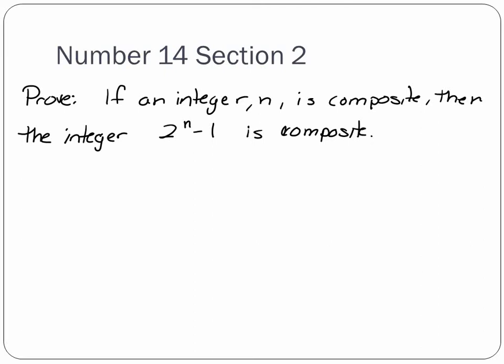For example, now when we have d is the GCD of two integers, we have not just the definition, we have the linear combination theorem that we can put down. So in this problem, this is number 14 in section 2, I didn't assign it, but it's very similar to all the other problems. If an integer n is composite, then the integer 2 to the n minus 1 is composite.